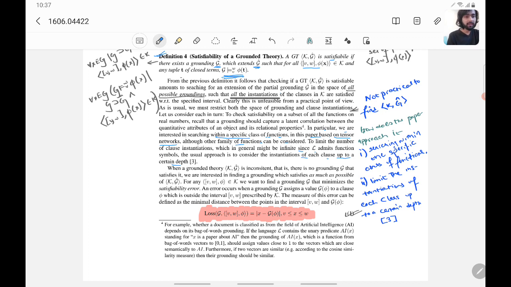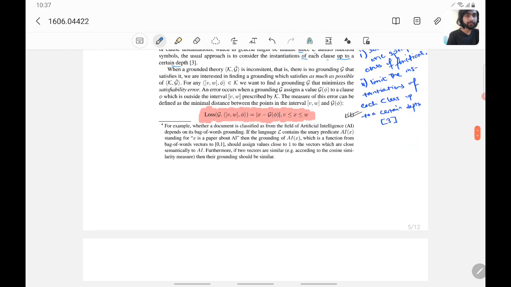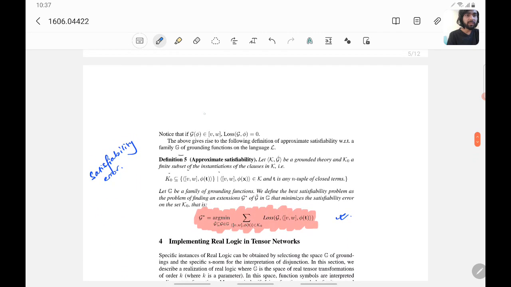So the loss is defined something like this, where given a grounding and given a K, X is the predicted value for the satisfiability, and G of that closed clause is the true value, and it's the difference between those. If G cap is in the interval of V cap, then the loss is 0.